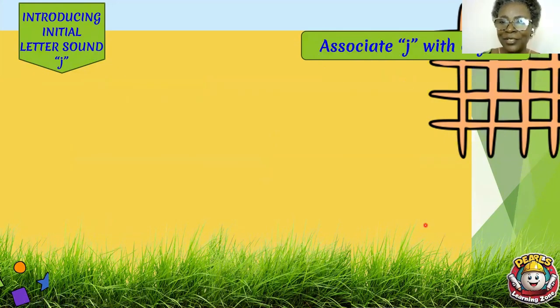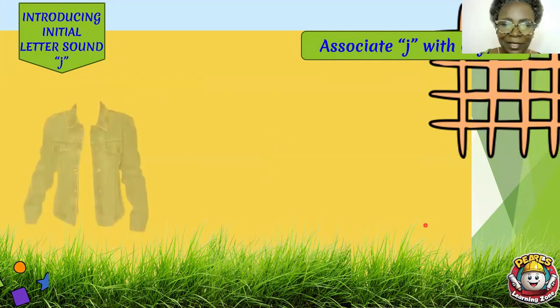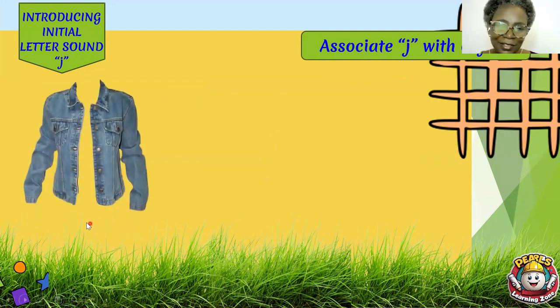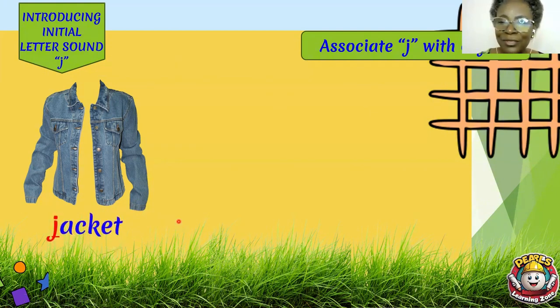Introducing initial letter sound J. We are going to associate J with objects now. The sound J. What is this? Jeans. Correct. Jeans actually begins with the letter sound J. What else can you call it? Jacket. Good. Jeans jacket.